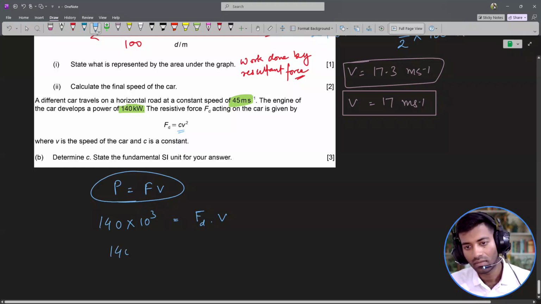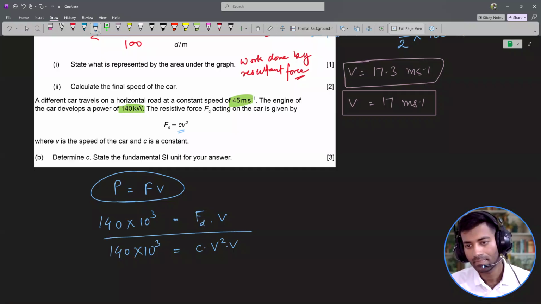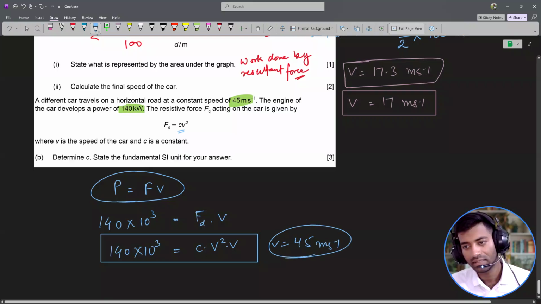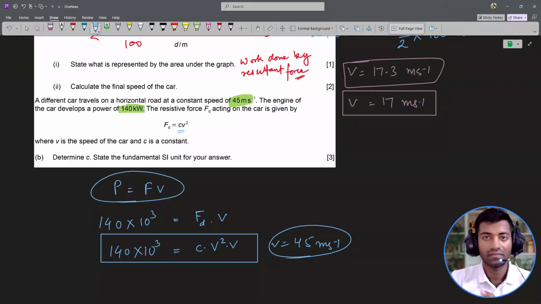So 140 into 10 to the power 3 equals C times V square times V. V is 45 meters per second. So I can directly plug in the value of 45 as V in this equation and then solve for C.